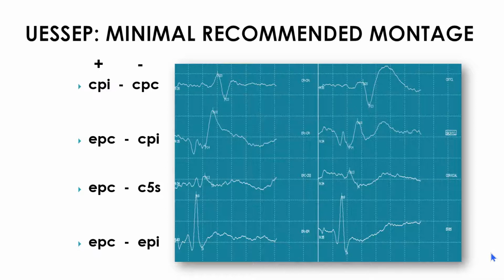Here's the montage for an upper SSEP. A montage is a group of paired electrode derivations. A derivation is a pair, and a pair records a channel. So this is the cortical channel, this is the subcortical channel, this is the cervical channel, and this is the Erb's point or the peripheral channel. Again, a pair of electrodes is a derivation.